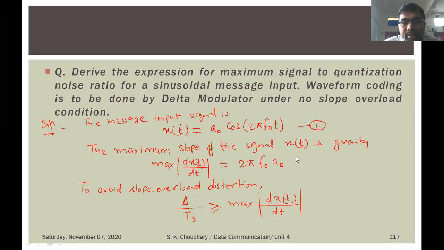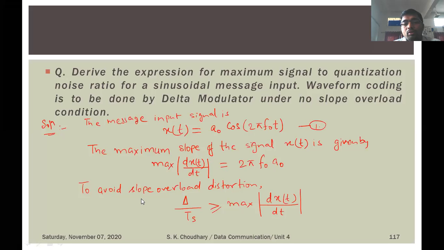So the maximum value of dx/dt, only the amplitude part we have to take, would become 2 pi f naught a naught. So when you differentiate equation number 1 with respect to time dt, you would get this. Only the amplitude I am talking about.